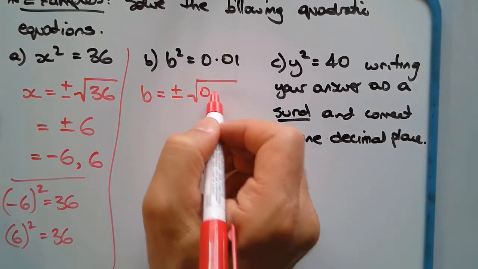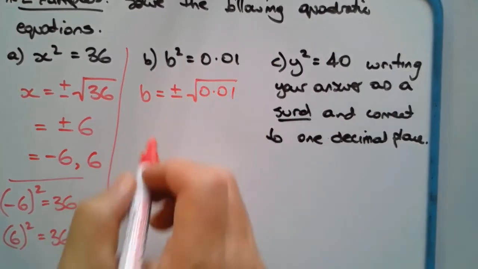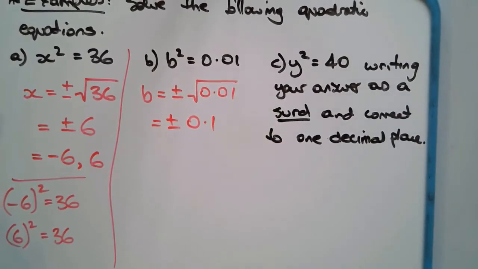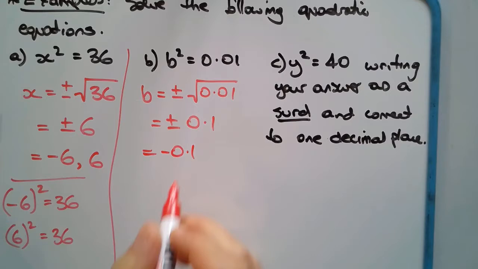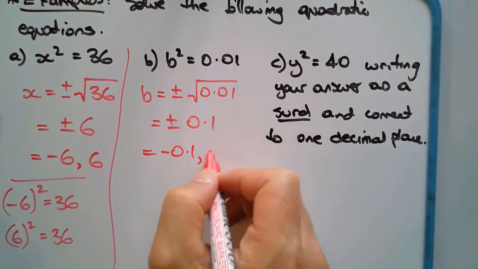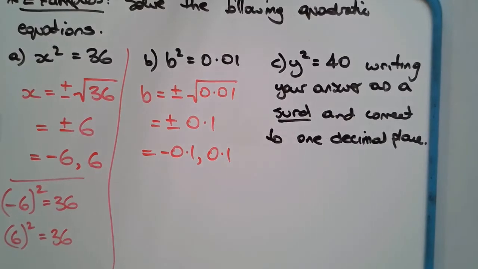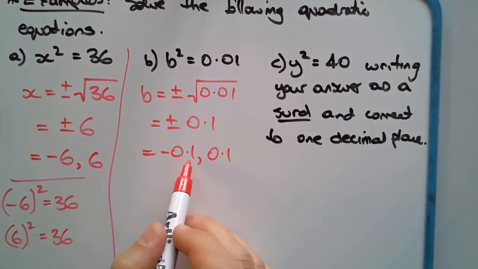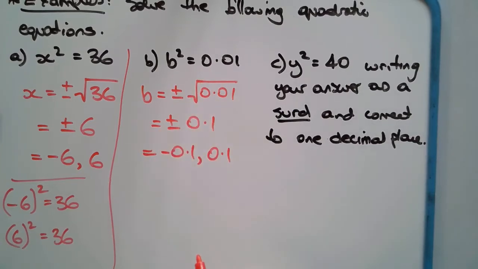It's equal to the square root of 0.01. If you enter that into your calculator, you'll have plus or minus 0.1. And if we separate out the two answers and put them in ascending order, you're going to get negative 0.1 or positive 0.1. We don't have to show the positive sign there. And I can check that negative 0.1, if you square that in your calculator, you'll get 0.01. And so both answers there will work.